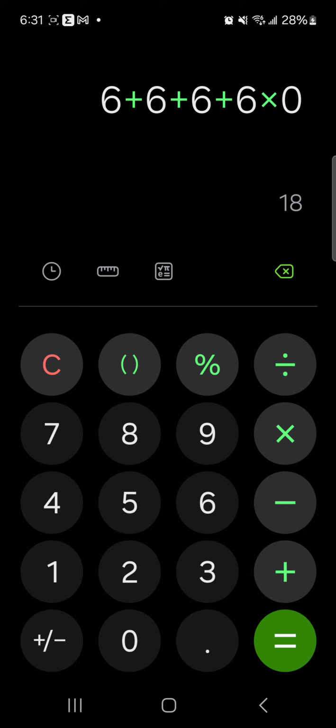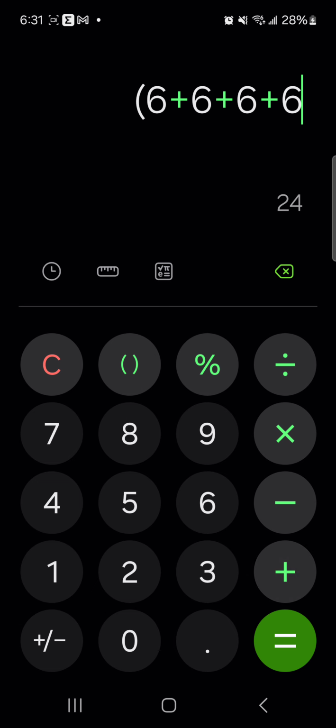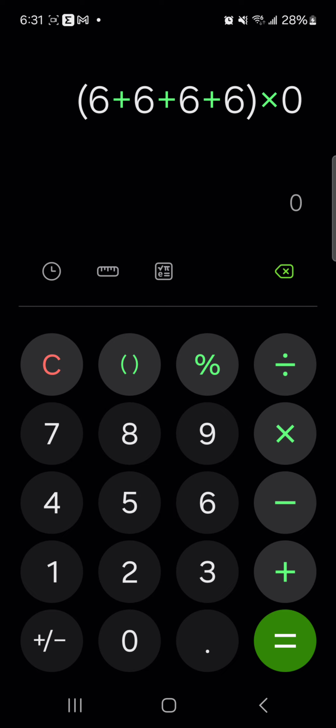To get 0, you would have to add parentheses that don't exist in this problem. If I would write it this way, and we got 6, and I put another, here we go, put parentheses, and then multiply it by 0. Guess what, folks? It is 0. So that's what you would need. The parentheses tell you to solve everything inside first and then multiply by 0.